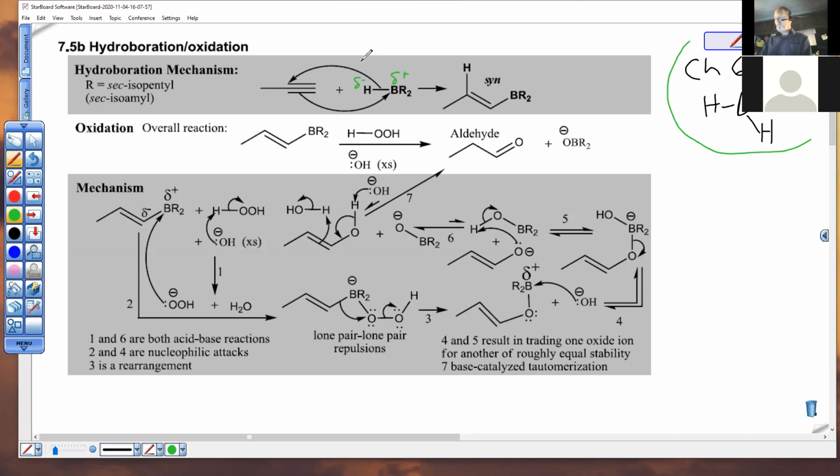Moving on, after you got the boron on there, you oxidize it down to an O. And then the O is going to undergo tautomerization. All the steps are 1, 2, 3, 4, 5, 6, 7. 1 and 6 are both acid-base. That sound familiar? I hope it does. Acid-base were the exact 2 chemicals in chapter 6, hydroxide and hydrogen peroxide. Then they generate a peroxide anion.